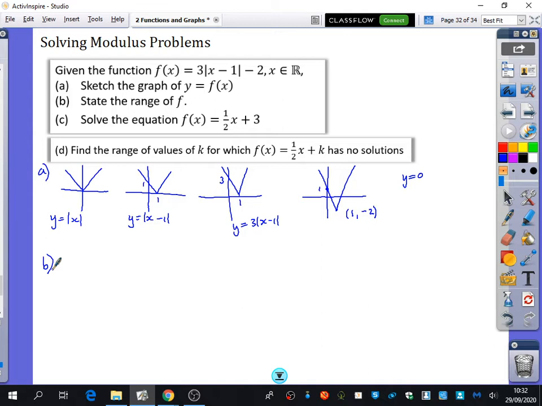You would do it with the positive line and the negative line. So you'd solve the 2 equations. You'd solve 0 equals 3, x minus 1, minus 2. And you'd solve 0 equals 3, minus x plus 1, minus 2.